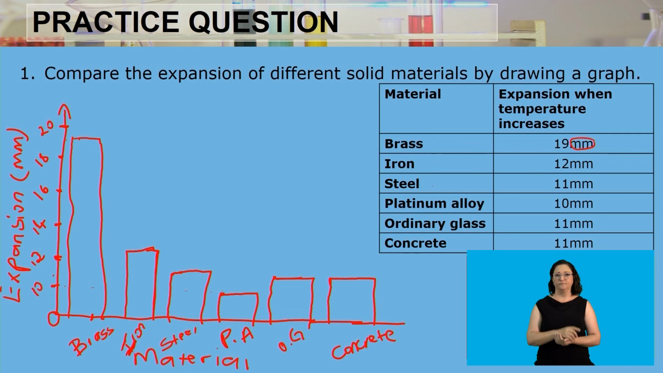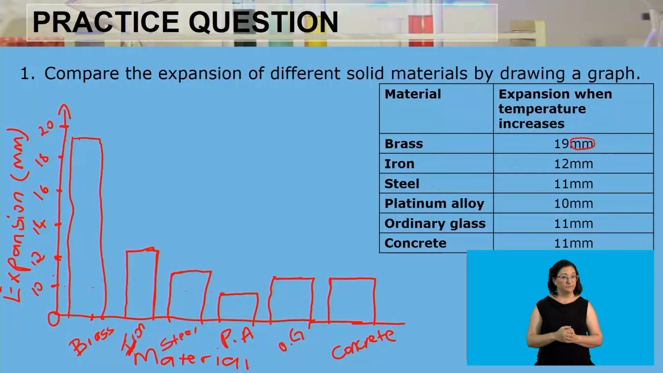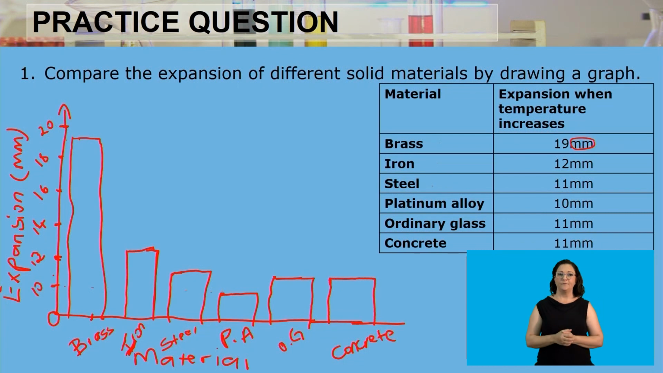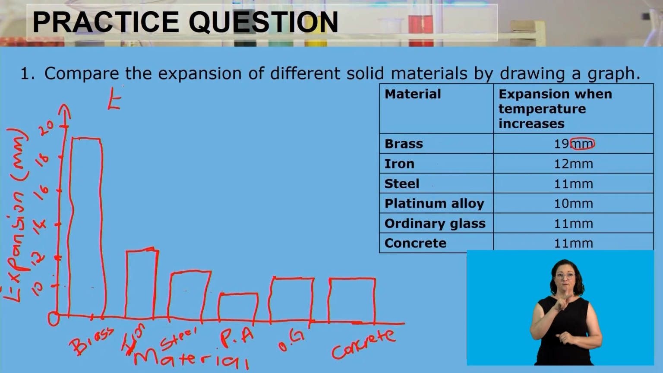So this is our complete graph, but remember that a graph is never complete without the following things. Number one, make sure that you have the correct scale as we have. Remember that you also need to label your axes, both the y-axis and the x-axis. And if there are any units for those axes, include them, as we have here for the millimeters of the expansion. And then the last and most important thing is the heading of the graph. This graph is complete, just missing the heading. So our heading for this graph is going to be expansion versus different types of materials.